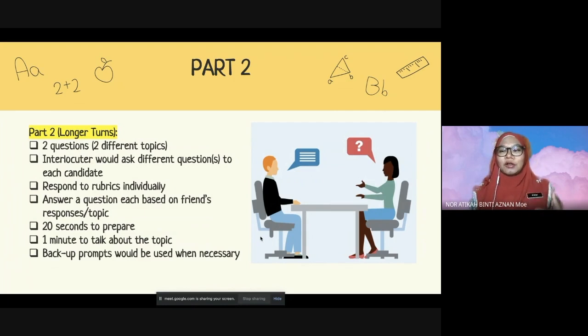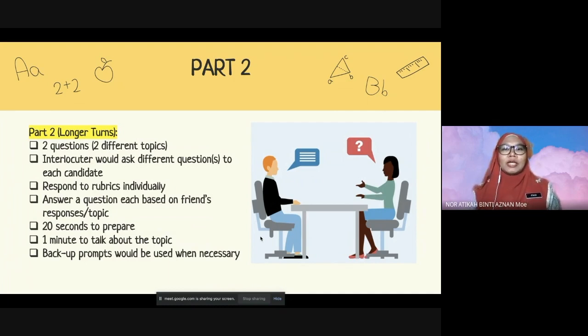So just talk, answer the question, and if you don't really get to respond to the question, the interlocutor will use backup prompts. He or she will ask the question differently. Maksudnya kalau awak tak dapat jawab cara soalan dengan soalan A, dia akan ubah sedikit soalan tu, maksud yang sama supaya mudahkan sikit untuk awak jawab as long as you speak up.